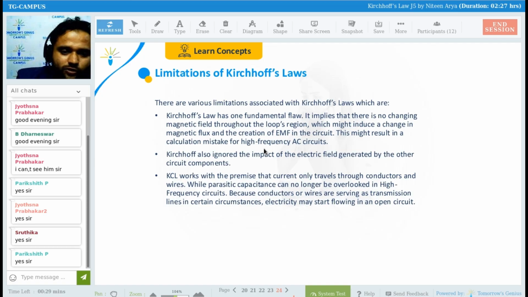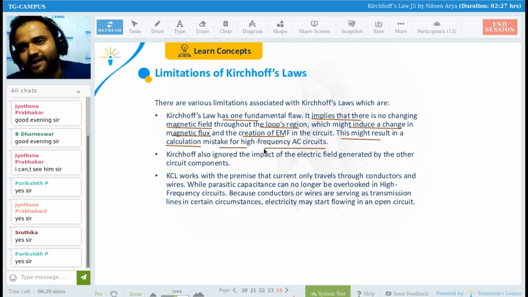This is the limitations of Kirchhoff's law. There are various limitations, so let's focus on the important one. Kirchhoff's law has one fundamental assumption. It implies that there is no changing magnetic field throughout the loop's region, which might induce a change in magnetic flux and the creation of EMF in the circuit. This might result in a calculation mistake for high frequency AC circuits. What is written over there, I have explained in a single sentence.